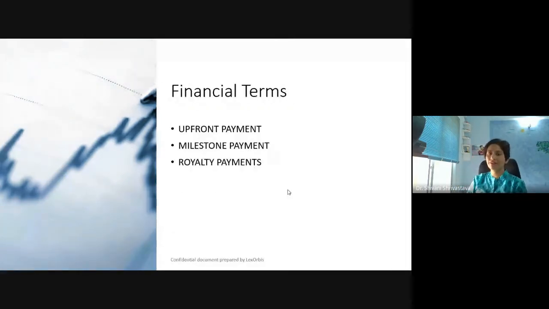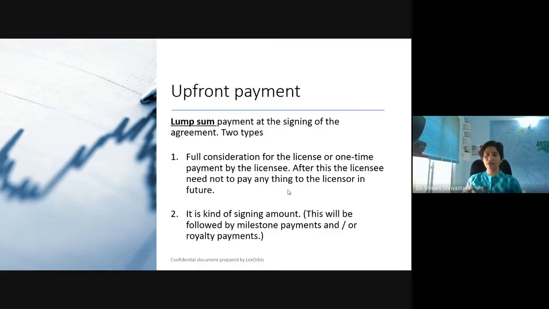So now we come to the financial terms, which is the main feature of the license agreement. Like what should be the consideration value, and how should it be paid. When we are talking about the payment of everything, all this is basically only for revenue generation. So there can be different kinds of terms. One is upfront payment. With upfront payment, a lump sum payment would be given at the time of signing the agreement. So there can be two types of payment.